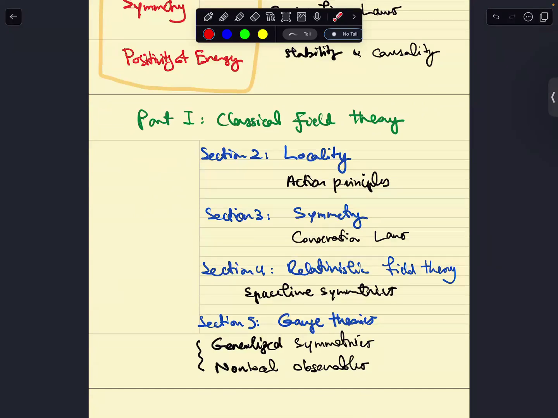All right, any questions? So this is the end of this lecture. It was mostly an overview lecture and just setting up which direction we're going to be going. So to repeat that, part 1 of this QFT1 is going to be a classical field theory, and it will include these sections. We're going to discuss locality, symmetry, relativistic field theories, and gauge theories. Gauge theories are theories that could be understood as generalized symmetries, and theories with non-local observables. Any questions?